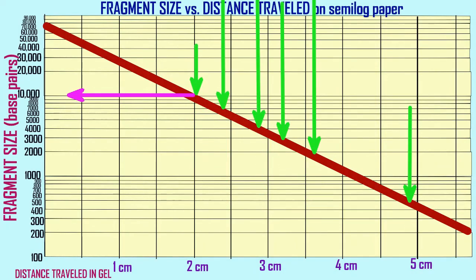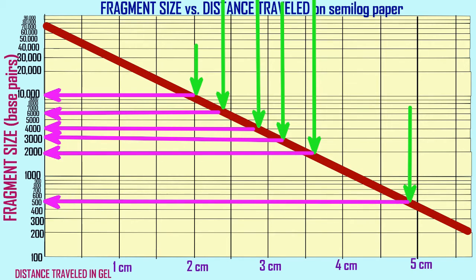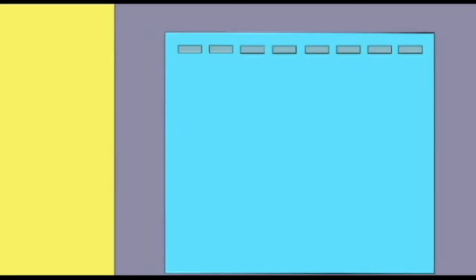And so you can go to your graph paper and say a fragment which has traveled 2 centimeters or 4 centimeters. If I then drag this up to where it intersects the line, I can then carry it over to the y-axis and get an estimate of the size of that piece of DNA. And that's all you need.